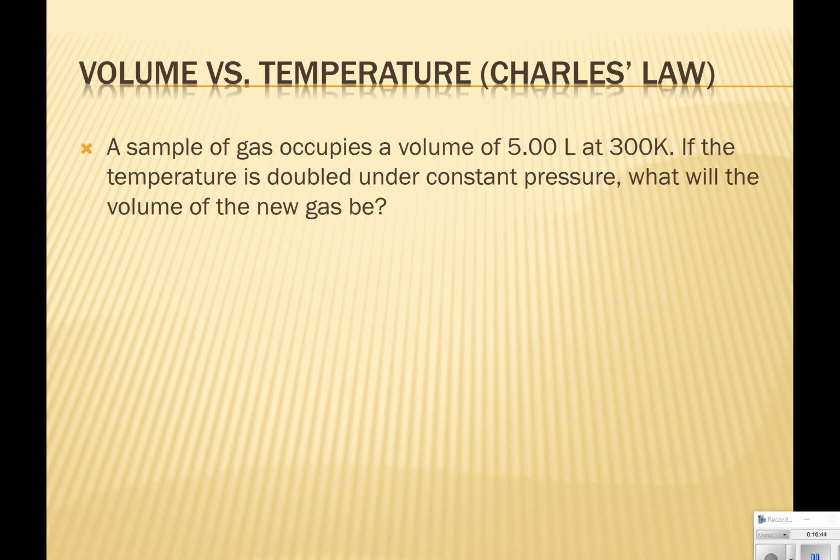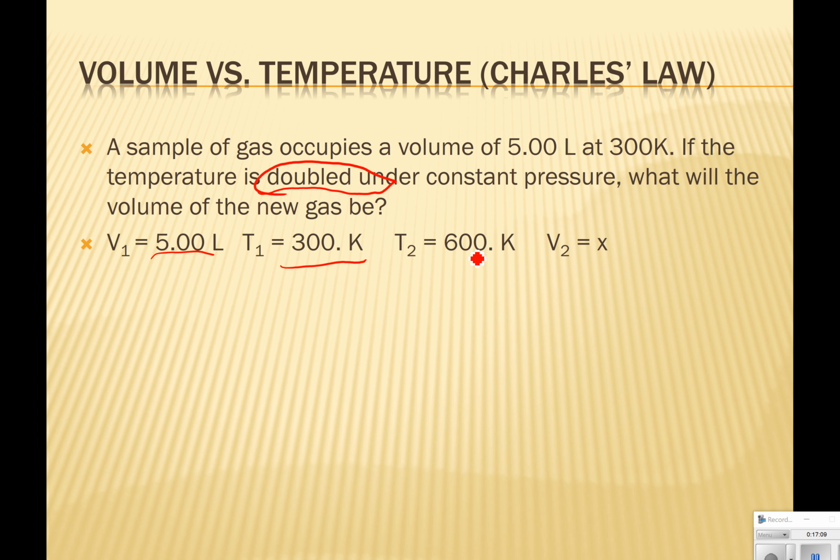Now we'll take a look at a couple practice problems. A sample of gas occupies a volume of 5.00 liters at 300 Kelvin. If the temperature is doubled under constant pressure, what will the volume of the new gas be? First thing we do here is define what we have. We know the initial volume of 5 liters, an initial temperature of 300 Kelvin. Temperature gets doubled up to 600 Kelvin, and we're going to find that new volume of the gas. We're going to use Charles's law to do that.